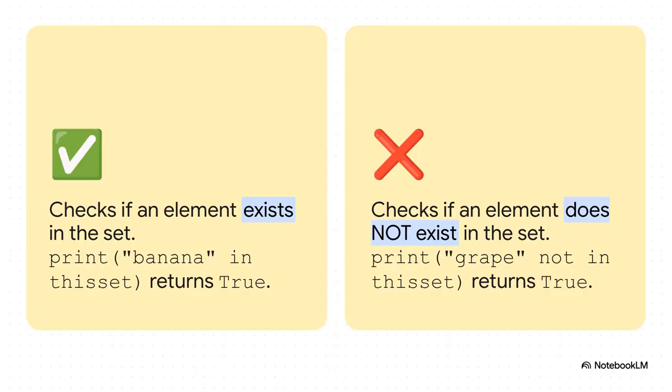And how do we actually do this check? It's incredibly easy. We use two simple keywords, in and not in. So on the left, if we ask Python, is banana in this set, it comes back instantly with true. And on the right, if we ask, is grape not in this set, it also returns true. It's so direct, easy to read, and most importantly, it's unbelievably efficient.